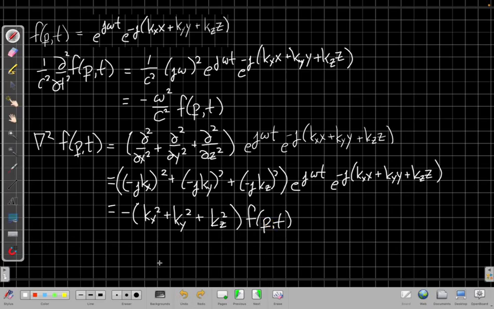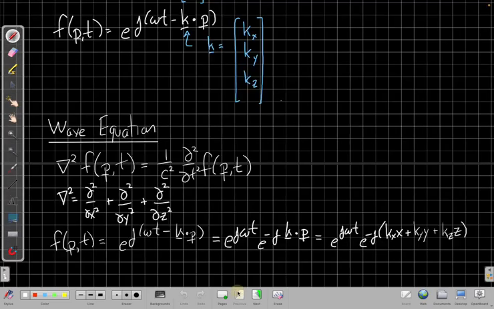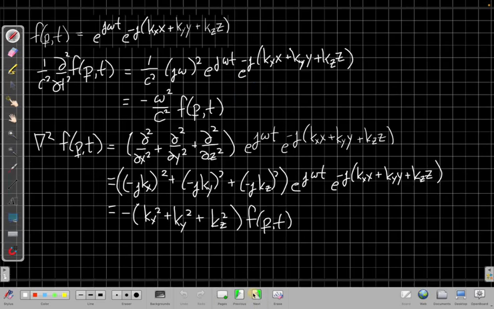Right, and so now if I go back to the previous page and remind myself, those are just the sum of the squares of the three components of k. If I take the sum of the squares of the three components of a vector, I'm just finding the magnitude squared of that vector. So I can rewrite this term as just the magnitude squared of k. So let me do that. Now I've simplified all this to say the del squared just becomes a minus magnitude of the k vector squared times f of p, t.